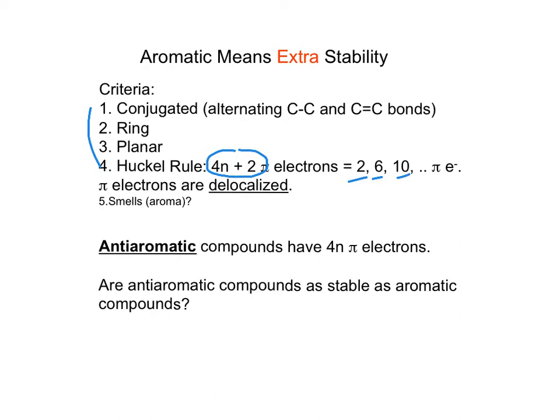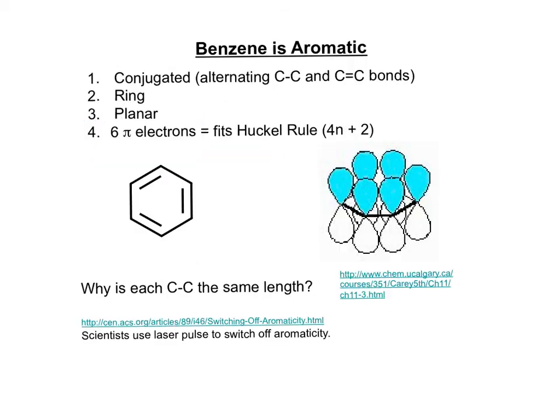The first aromatic compounds that were discovered did smell. For example, benzene smells like a gas station, and toluene smells like paint thinner. Benzene is the most common aromatic compound, so stop the video and relate each criterion to the structure of benzene and answer this question.